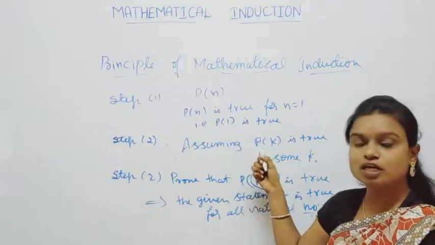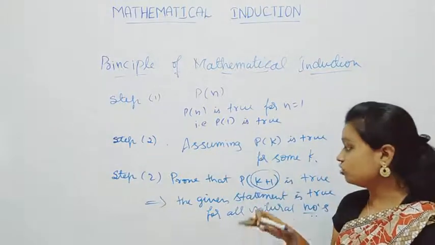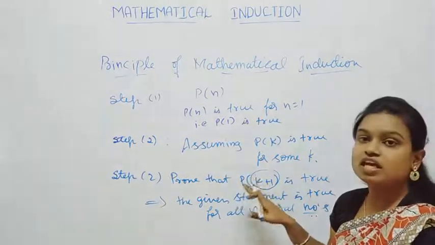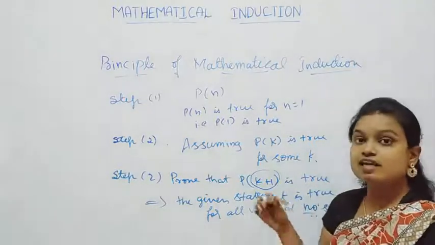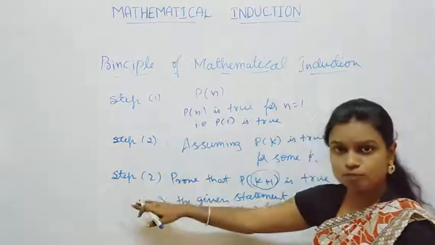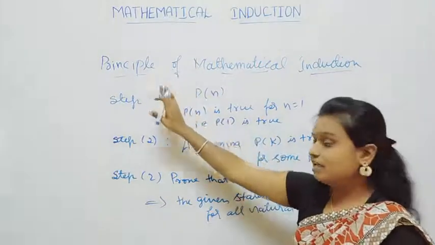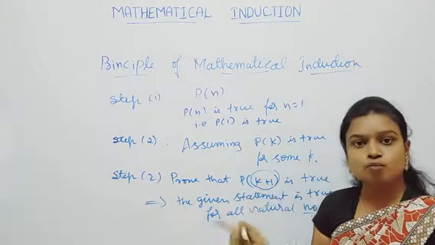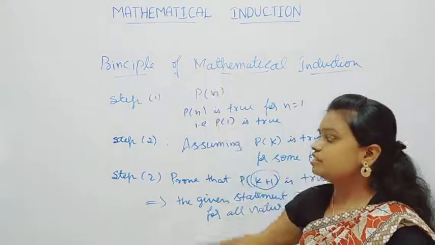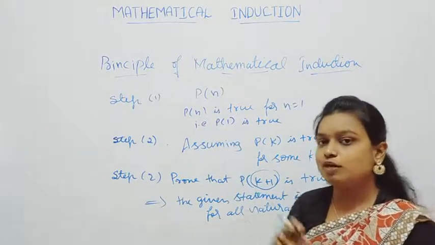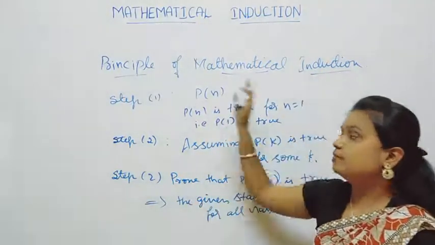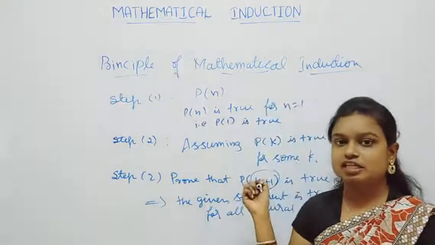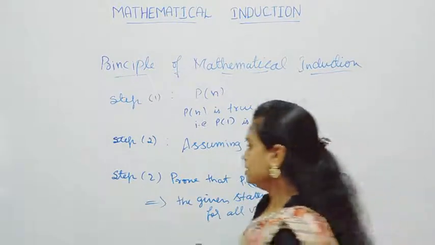We already assume that P of k is true. We have to show that the given statement is also true for k plus 1, that is, P of k plus 1 is also true. If all the steps are proved, hence by mathematical induction, the given statement is true for all natural numbers. I will do one problem, then you will clearly understand this principle of mathematical induction, and how to prove the given statement using it. Shall we do the problem?